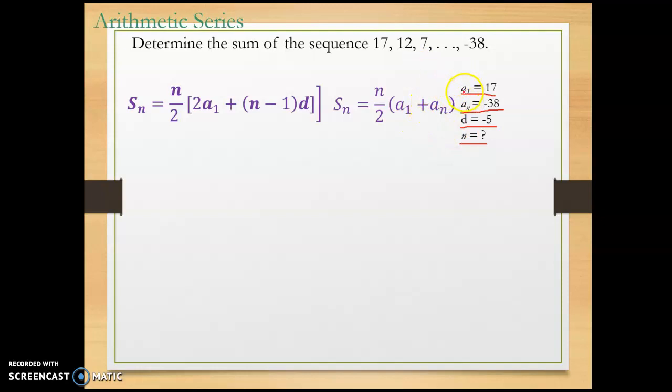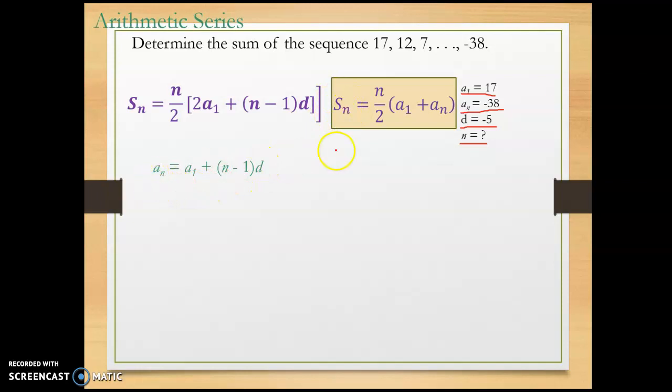So if you have the first term and then you have the last term, therefore this one is suited for your solution. But you can still use the other one. It's just that this one will help you get the answer quicker. Okay, so first we need to solve for n before we solve for the whole sum.